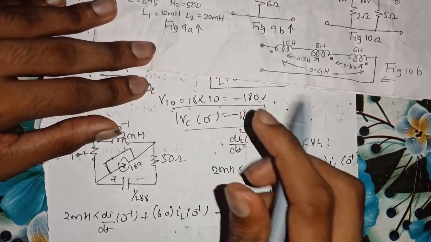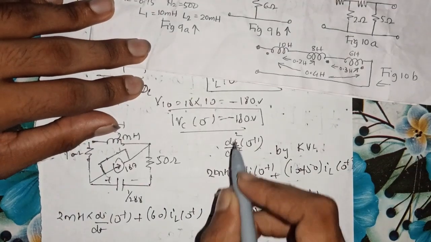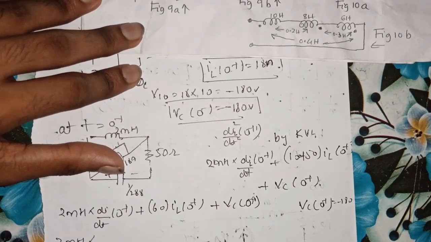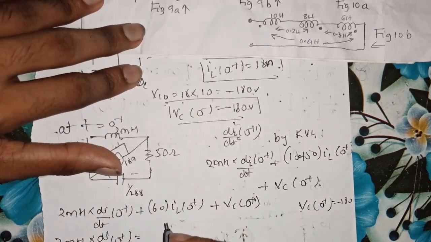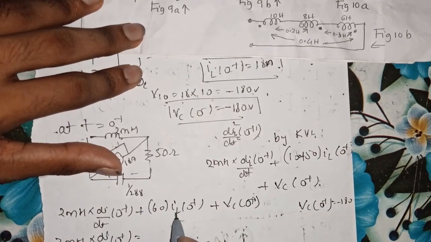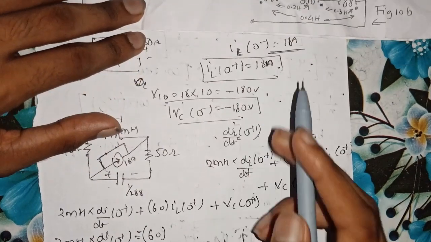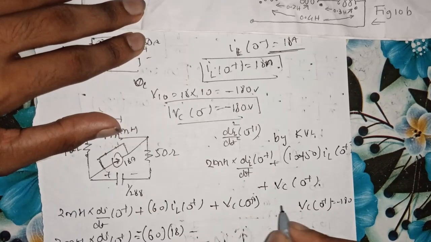Since we know that the capacitor voltage does not change instantaneously, VC of 0 plus is also minus 180 volts. I'm replacing it: 2 millihenry into di by dt at 0 plus will be equal to, transferring these two terms to the RHS, 60 into IL of 0 plus, minus 60 into IL of 0 plus is 18 amperes, multiplied by 18 amperes minus VC of 0 plus, which is minus 180.